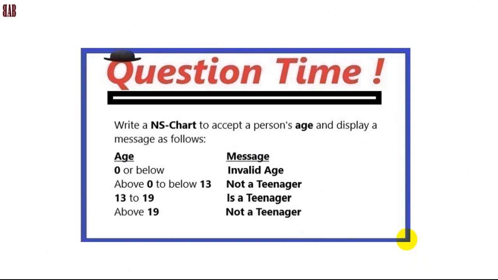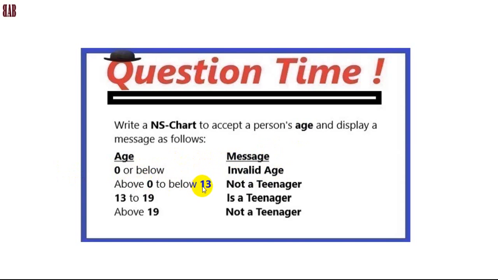Here's another question. Write an NS chart to accept a person's age and display a message as follows. Here we are not talking about any specific age, right? The user can enter whatever age they want. Suppose a user enters a zero or a negative value, you have to display the message invalid age. That is, you accept the age and then check whether it is zero or below, and then display invalid age.